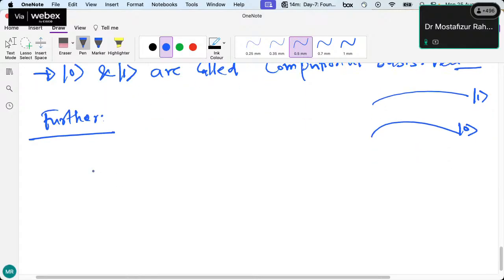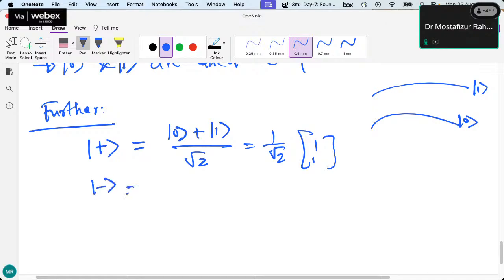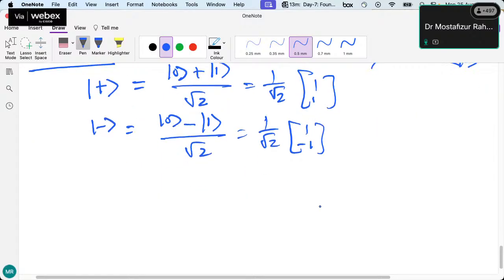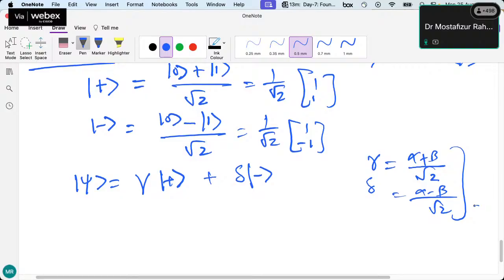Further, we can also represent information by the basis plus Ket, which equals the superposition of 0 plus 1, that is 1 by square root 2 of Ket 0 plus Ket 1, and the minus state, that is 1 by square root 2 of Ket 0 minus Ket 1. So I can also represent any quantum state, or quantum information, as some gamma amount of the plus state plus delta, some coefficient, of the minus state. What are gamma and delta? We'll see later. This is alpha plus beta by square root 2, and this is alpha minus beta by square root 2. We'll check later. So this is another way to represent our state.